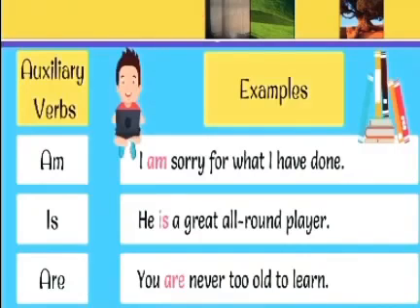Let's look at the examples. Am. I am sorry for what I have done. I am. Is. He is a great all-round player. He is. Are. You are never too old to learn. You are. So, with subjects like I, we use am. With he, we use is. And with you, we use are. I hope you all must have understood this.